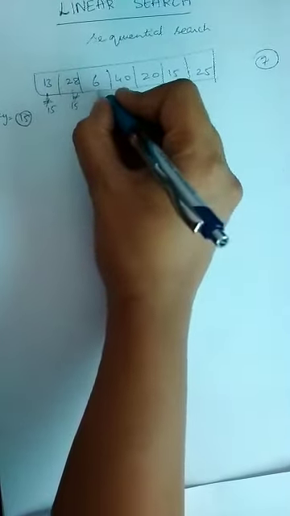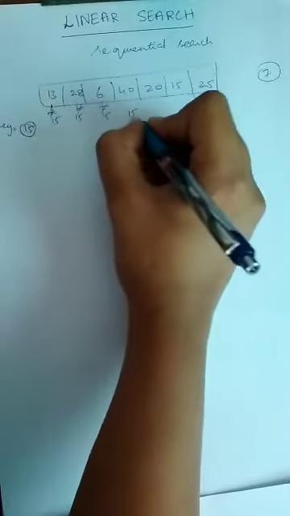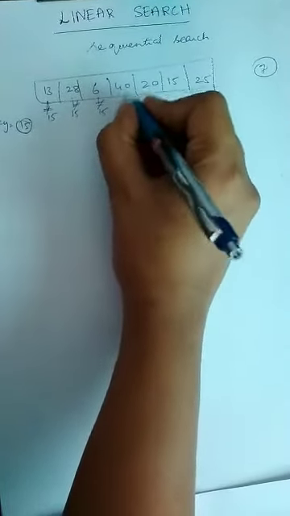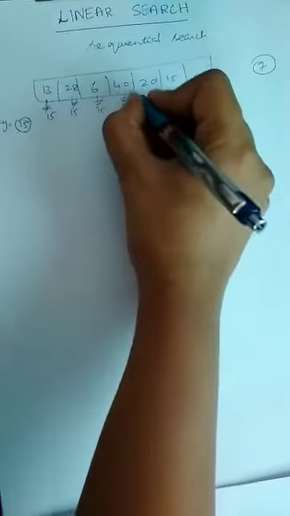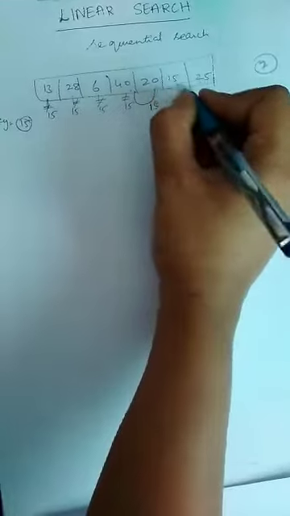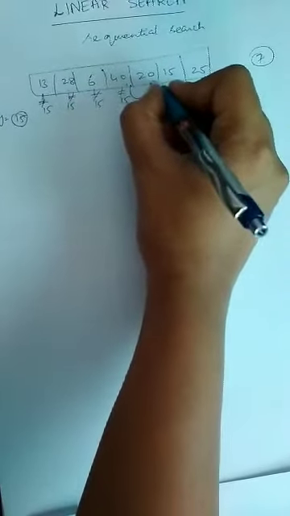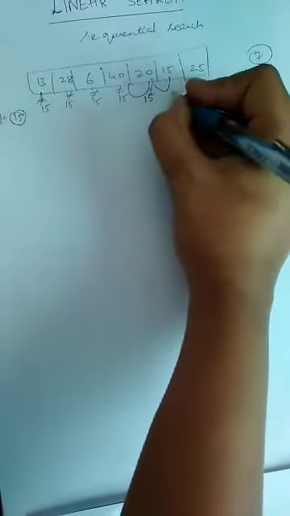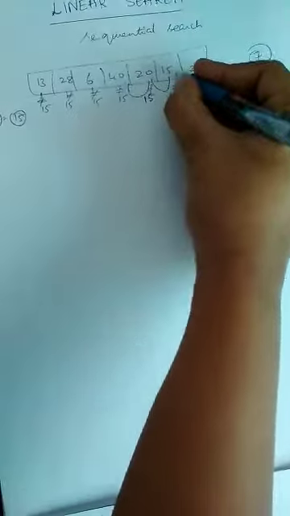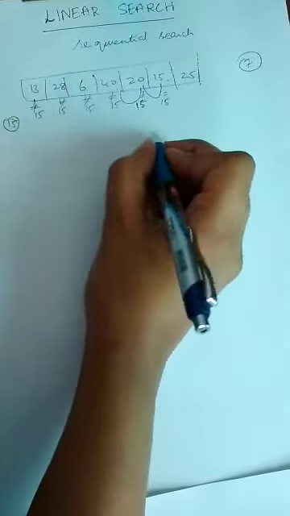Here again it does not match, so we compare with the next element. Again it does not match. We compare the key element 15 with 40. It does not match, so we go to the next element. 15 is compared with the next element, 20, and again it does not match. So we check the next element. Now 15 matches the element present here, so we can tell that the search element is found.